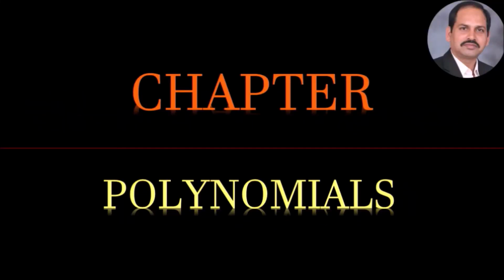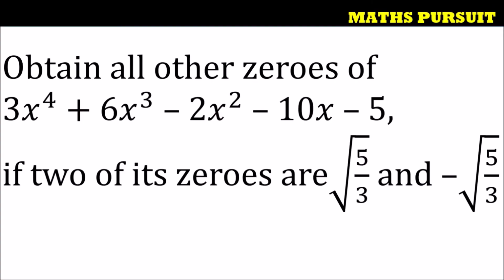Today we will look into the questions from the chapter called Polynomials. The given question is: obtain all other zeros of 3x^4 + 6x^3 - 2x^2 - 10x - 5, if two of its zeros are root over 5 upon 3 and minus root over 5 upon 3. So guys, let us see how we can solve this question.